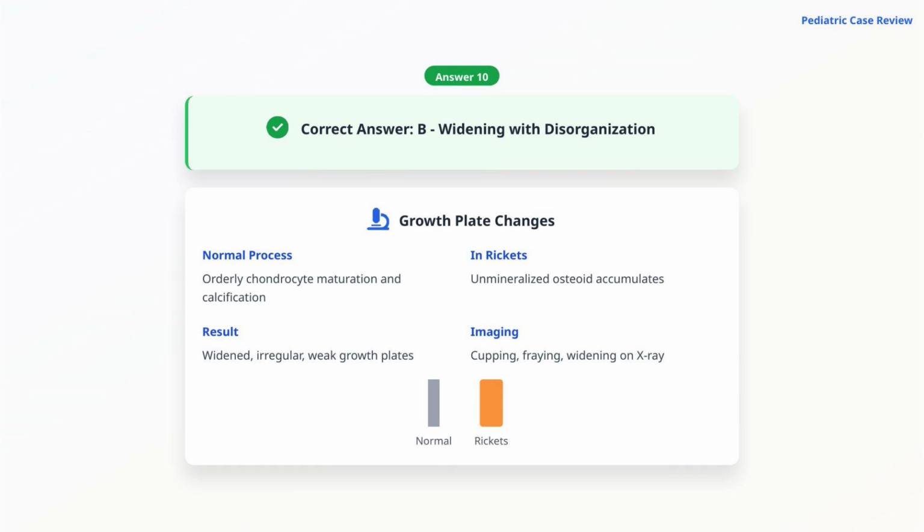In normal bone development, chondrocytes undergo orderly maturation and calcification at the growth plate. In rickets, deficient mineralization causes unmineralized osteoid to accumulate, creating widened, irregular, and mechanically weak growth plates. These changes appear on radiographs as cupping, fraying, and widening of the metaphyses.